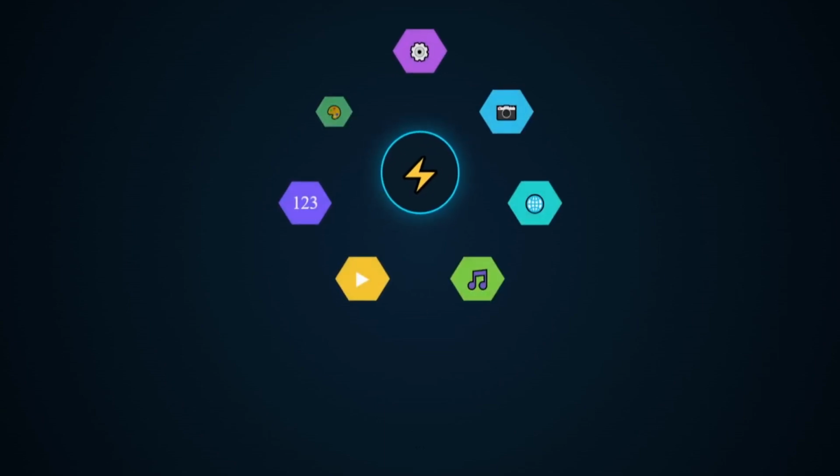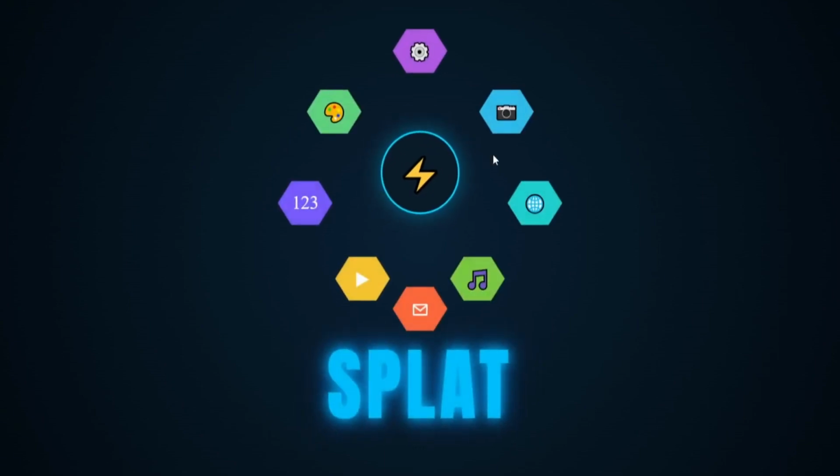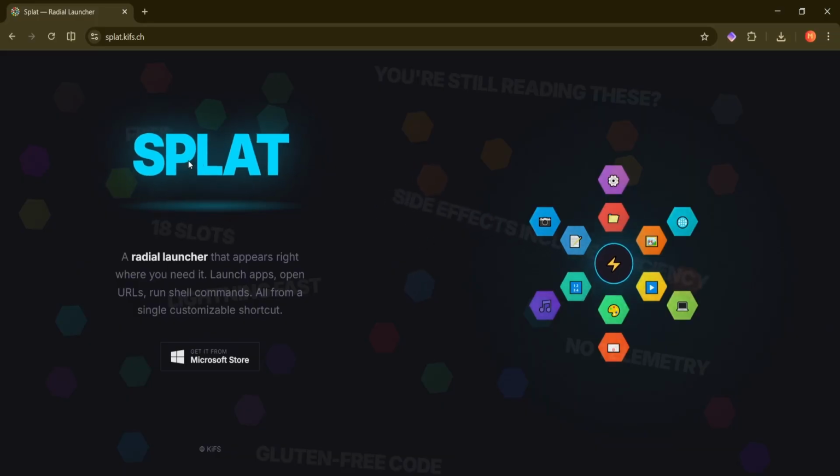SPLAT is a radial launcher for Windows. Press a shortcut and this circular menu pops up, letting you open apps, folders, links, and so much more anywhere. So let's try it out.